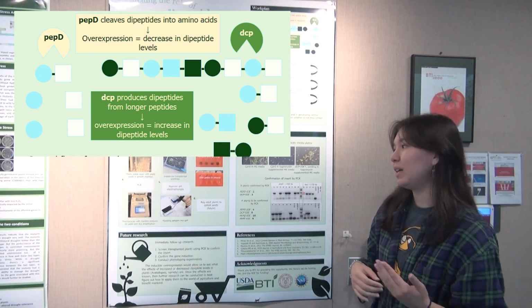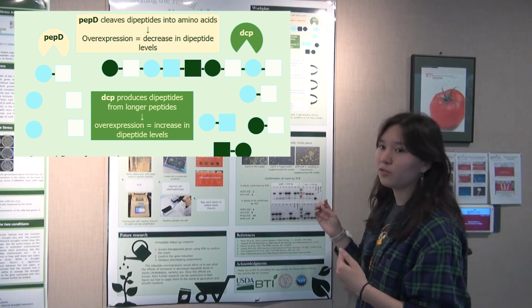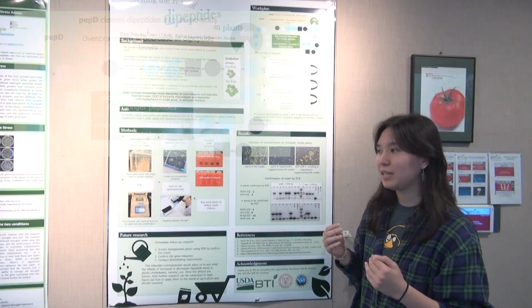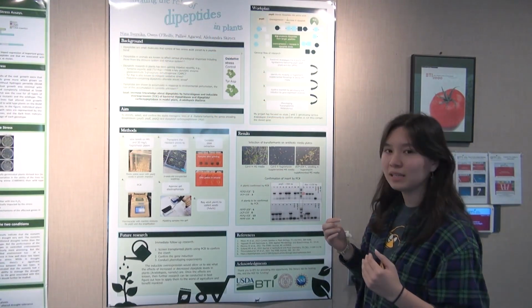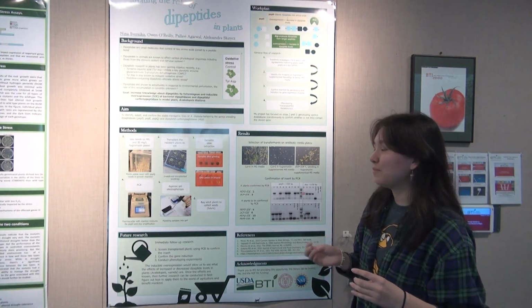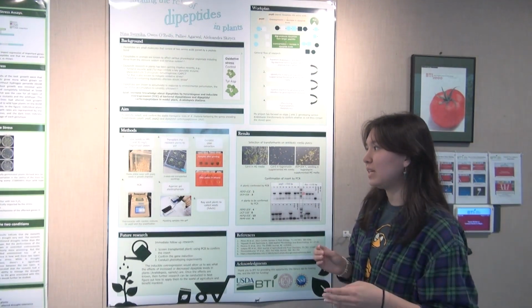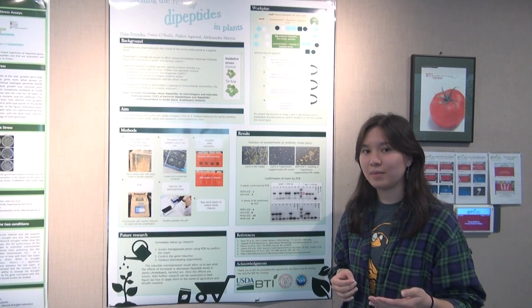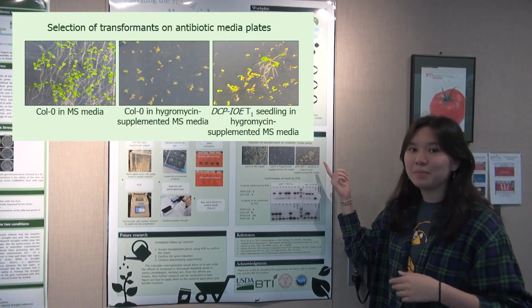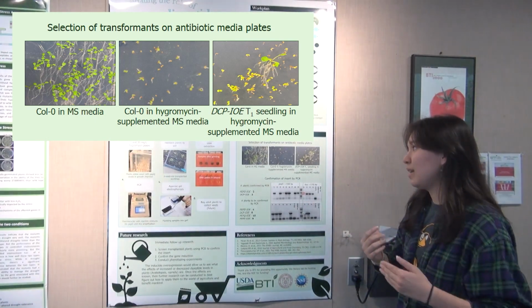And the very beginning of all this research is to transform bacteria with said genes, and then you take those transformed bacteria to transform Arabidopsis seeds. And this is where I come in. So I started by sowing some already transformed seeds onto hygromycin antibiotic plates. And as you can see here, the mutated plants have a clear phenotype.